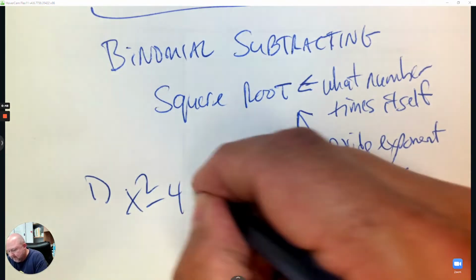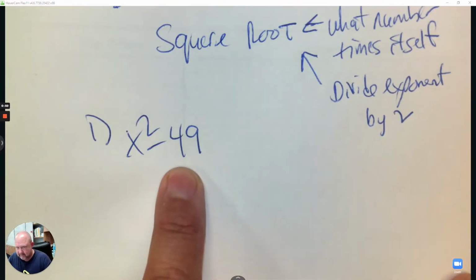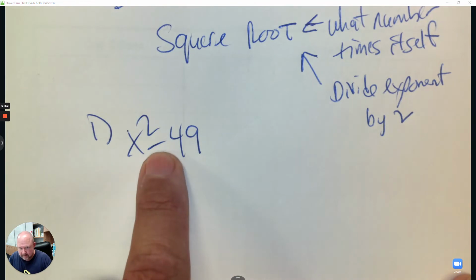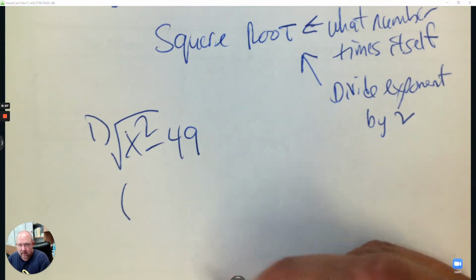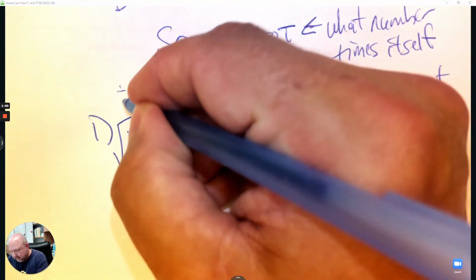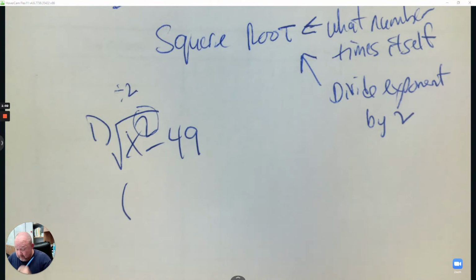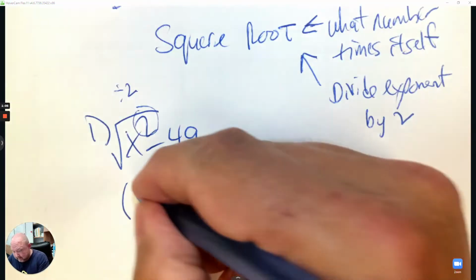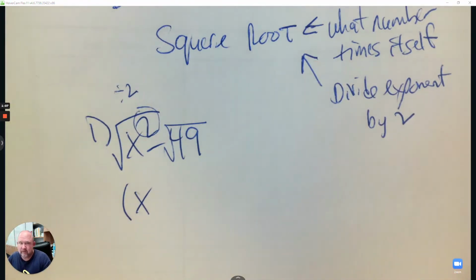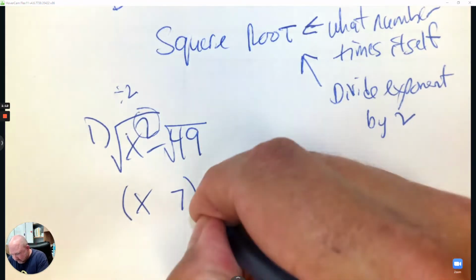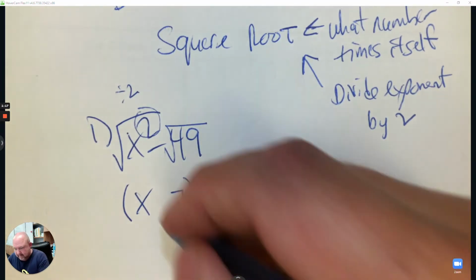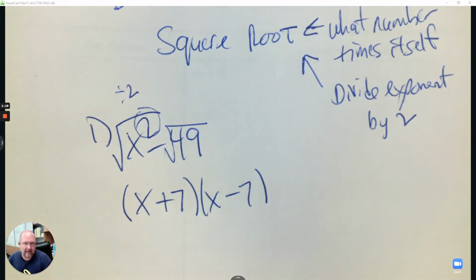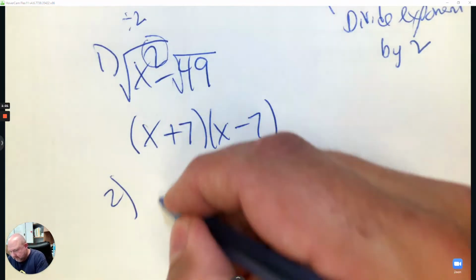So if I have x squared take away 49, it's a binomial and subtracting. So I'm going to square root x squared, which means I take the exponent and I divide that exponent by 2. So 2 divided by 2, well, that's 1x. And then I square root the second term. What number times itself is 49? I write that answer down, and I write it down twice. So I write the same thing down twice, and then one's adding and one's subtracting. And that's it. Here's another example.